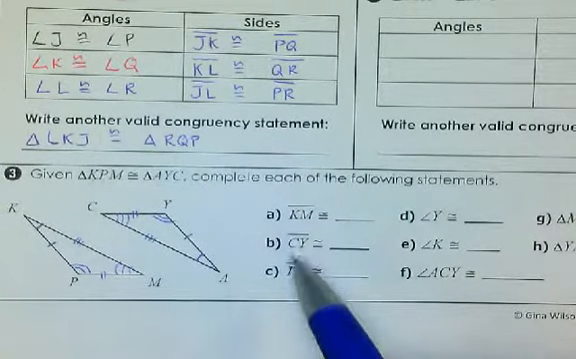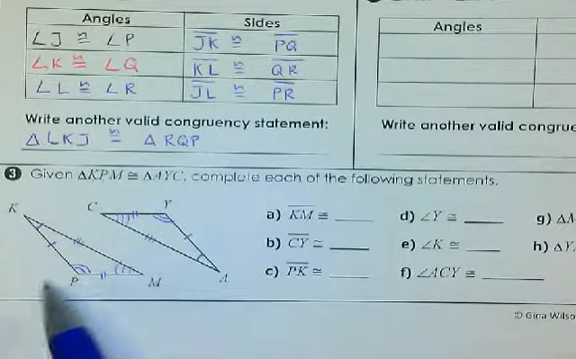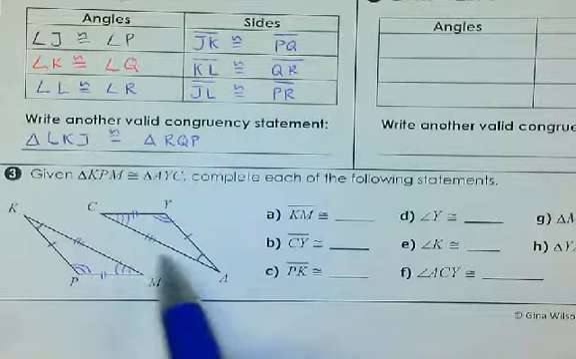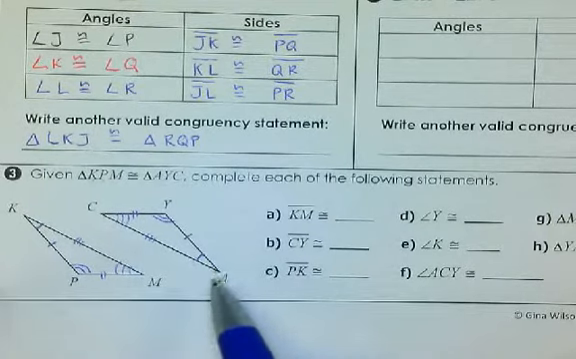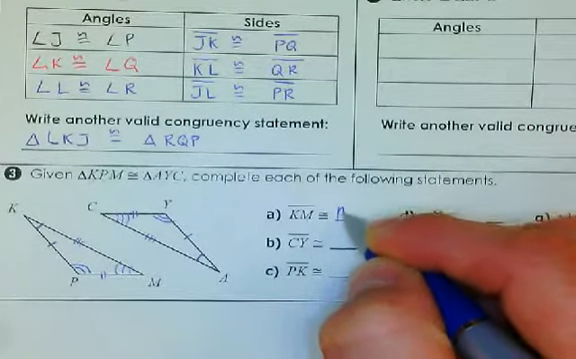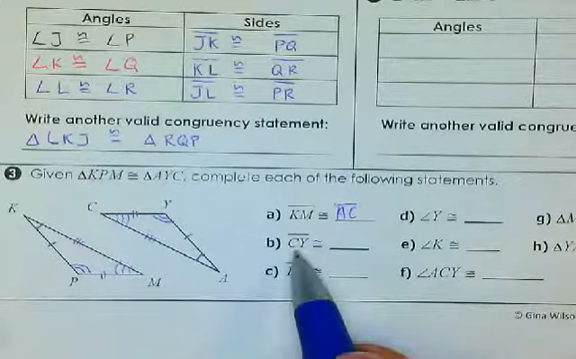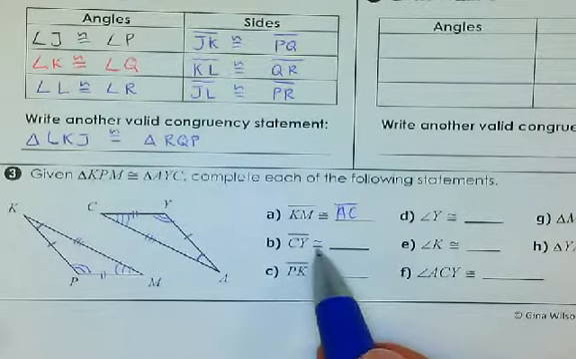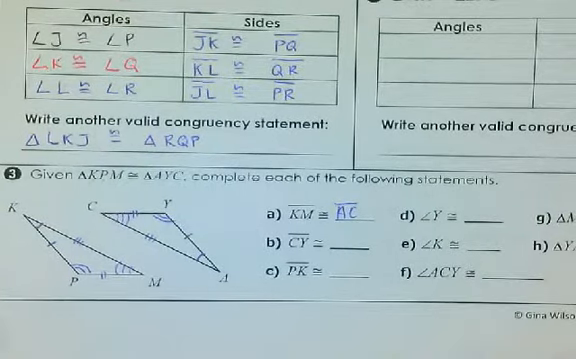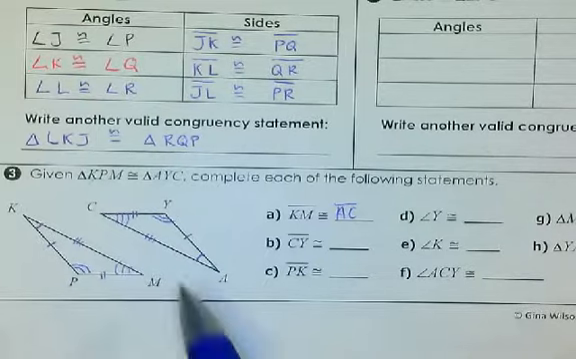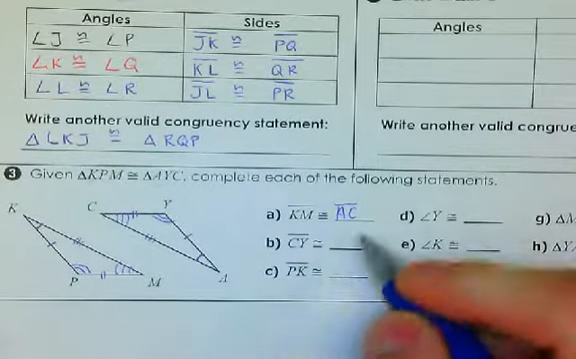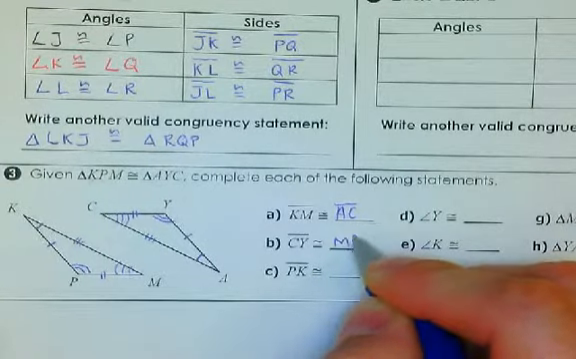So now we take a look at our sides. Here's KM. Remember, we put 3 marks for KM, so we're looking on the other triangle for the 3 marks. That's either, you could call it AC or CA. Okay, I like to go in alphabetical order, so I'm going to call it AC. Okay, now CY, what is that congruent to? Here's CY, has 2 hash marks. On the other one, 2 hash marks, it's right here, MP.